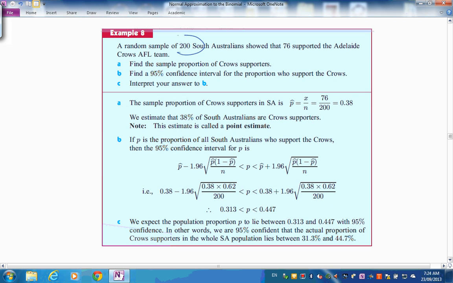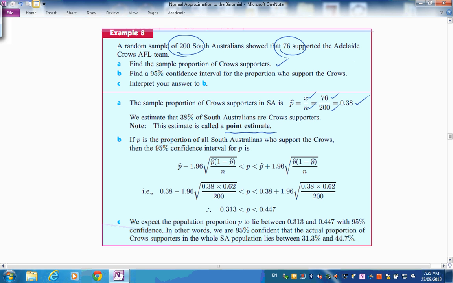We take a random sample of 200. 76 support the Adelaide Crows team. Find the sample proportion of Crows supporters. Let's do it. It's x over n, 76 over 200, 0.38. That's an estimate. They're calling it a point estimate. Estimate of the actual proportion.